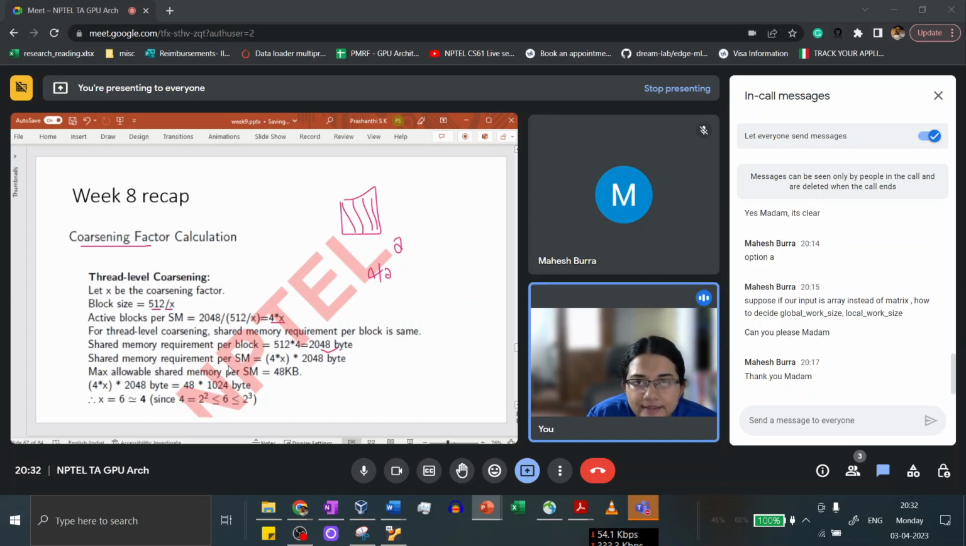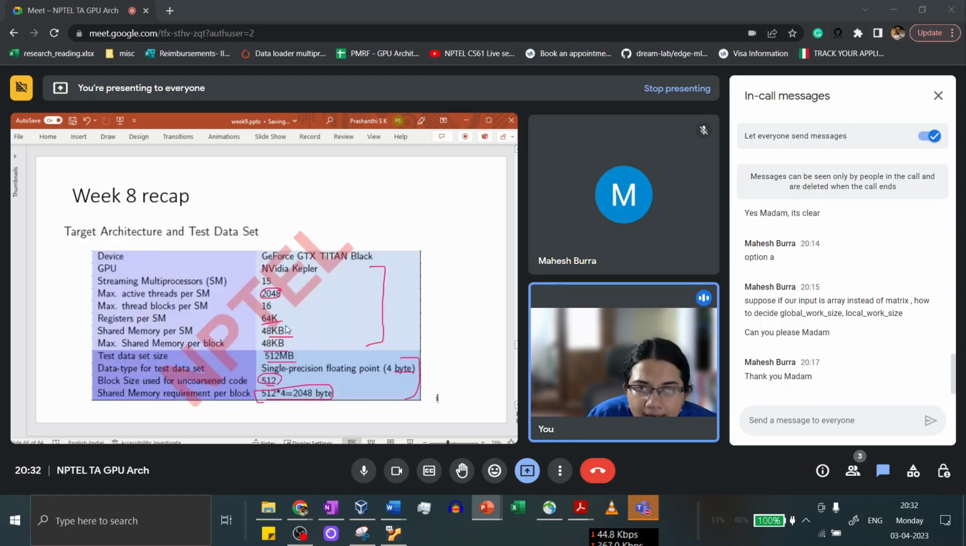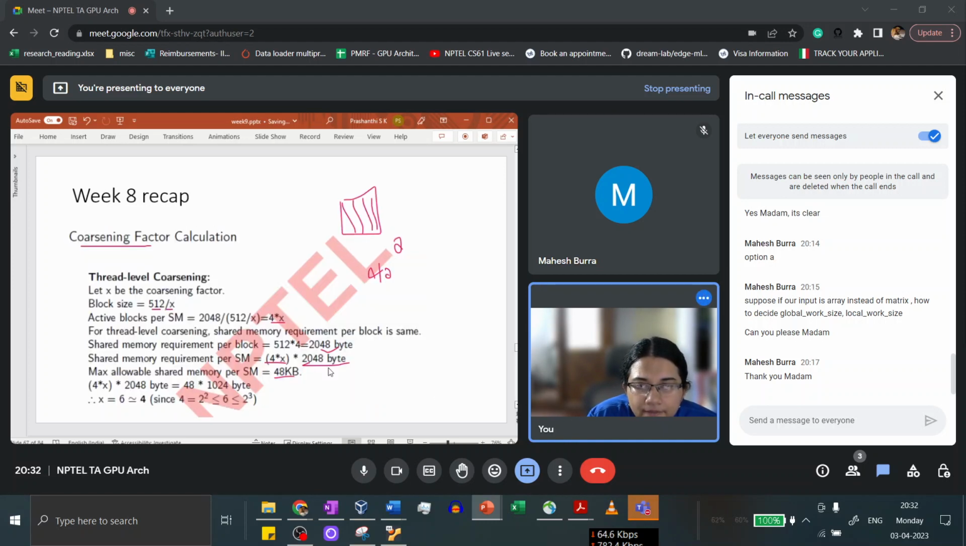What will change is the shared memory requirement per SM, because now your active blocks per SM changes, that is 4x. So per block you will take 2048 bytes. If you have 4x blocks, you will take 4x into 2048 bytes. And you are given a hardware limit of max allowed shared memory per SM as 48 KB. This is again a hardware constraint. So now what you do is equate this software limit that you've come up with, 4x into 2048 bytes, with your hardware limit of 48 KB to solve for x. It's a simple linear equation.